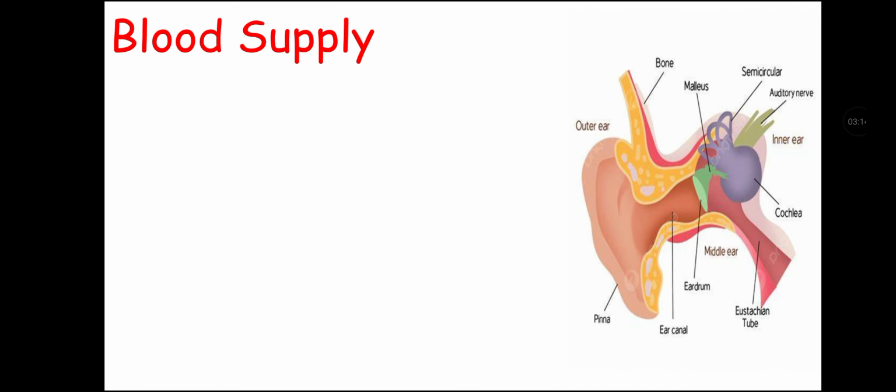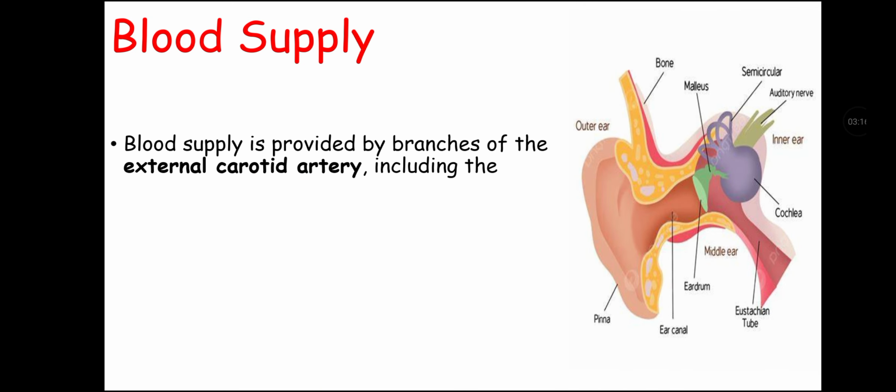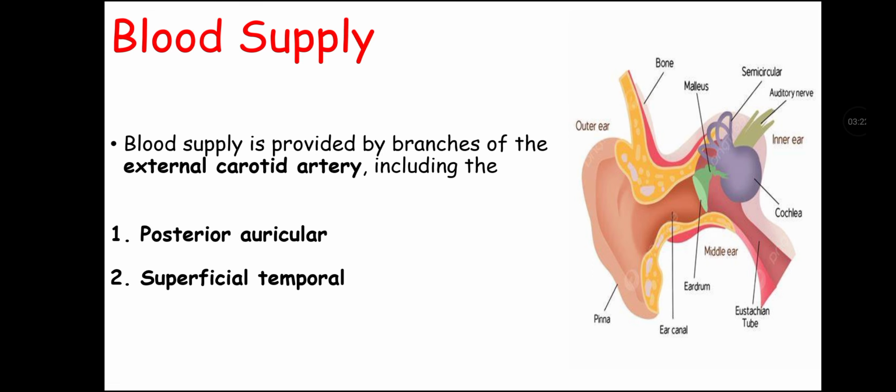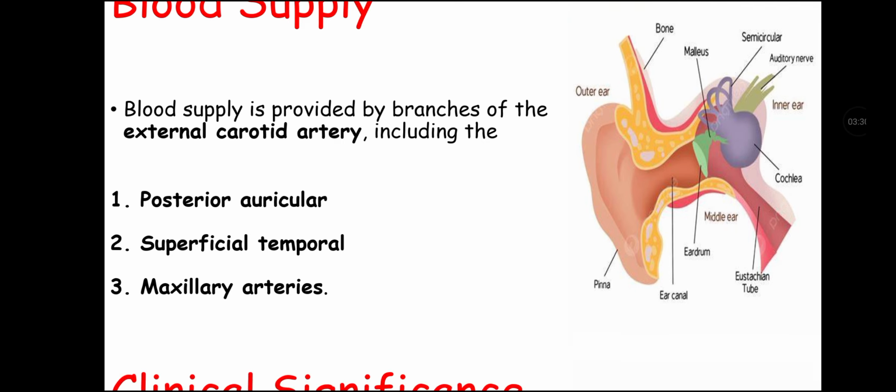Now let's talk about blood supply of the ear. Blood supply of the ear is provided by branches of the external carotid artery that include the posterior auricular artery, superficial temporal artery, and maxillary artery. So these three arteries that are branches of the external carotid artery supply the ear.